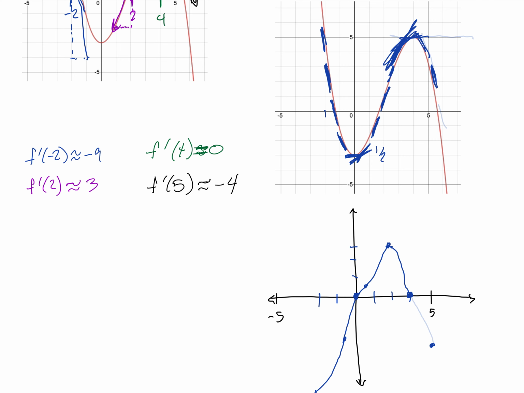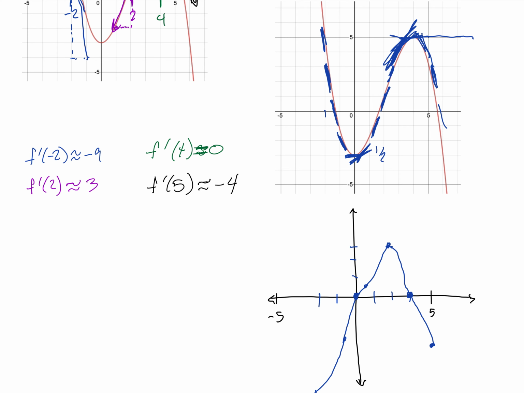And then here is where we hit a slope of 0. And now our slope is negative. So now our slope is negative, and we are going down this way. It's very messy, but this is a very messy estimate of the shape of our graph.